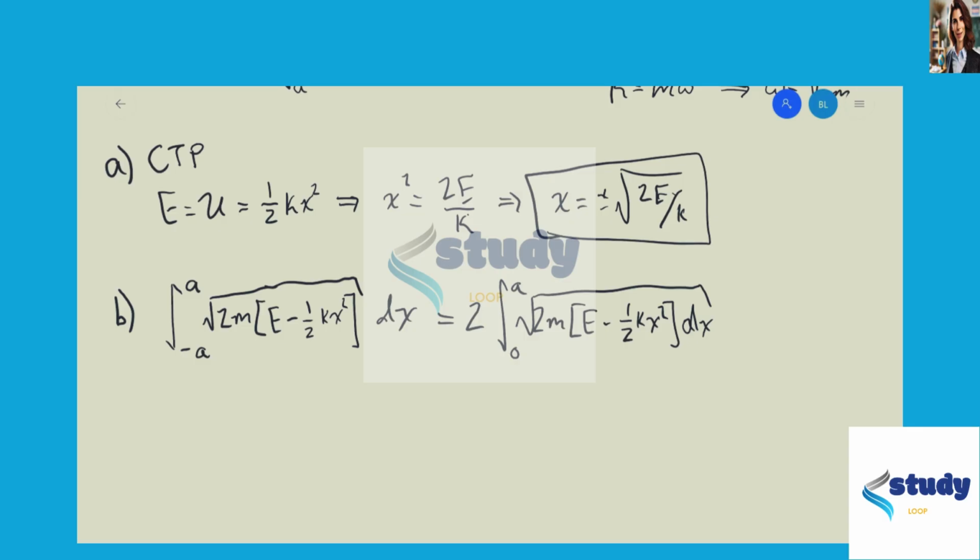Okay, so we're going to simplify the inside of the integrand now and say that this is equal to twice the integral from 0 to a of the square root of 2mE minus mk, because the 2's canceled, x squared, and that is an integral over x.